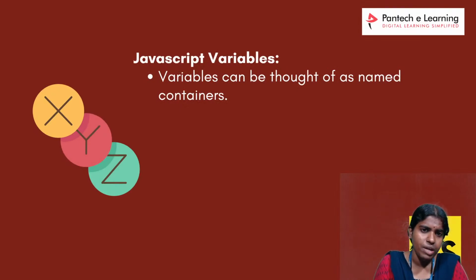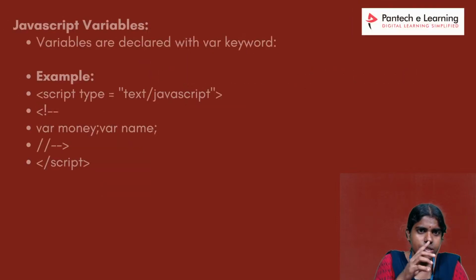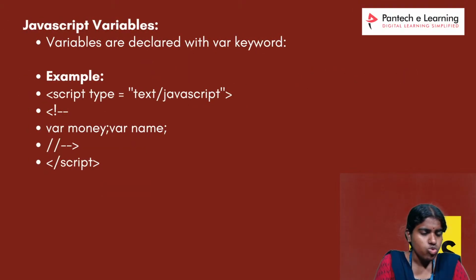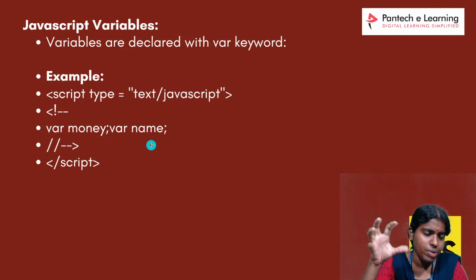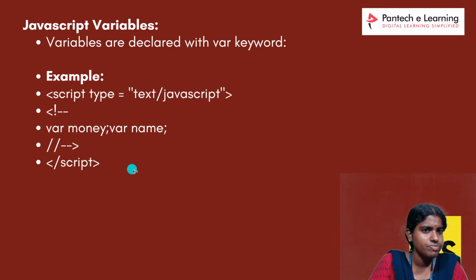So what do you mean by variables? What is the use of variables? They are nothing but named containers. Whenever I want to store any name or money, some currency value, I have to use the var keyword followed by the variable name. Clear with this? I am just using the var keyword followed by the name of the variable, based on the type of application I am developing.